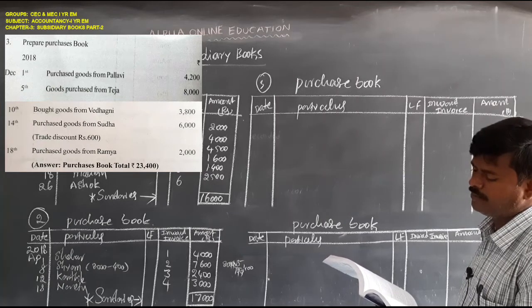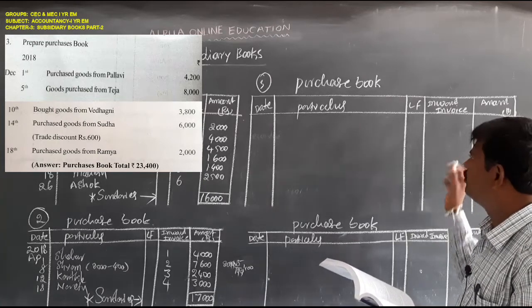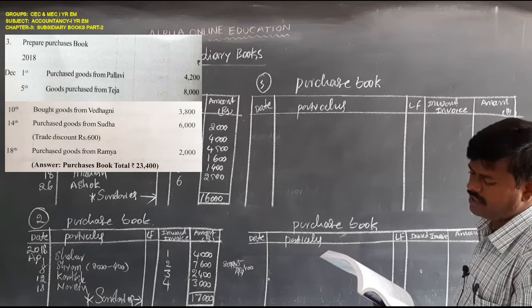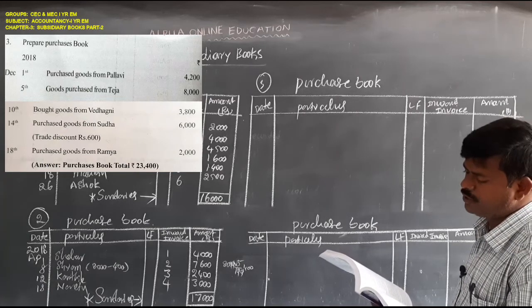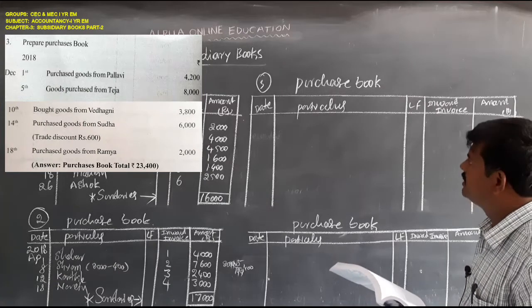So from 6,000 rupees you have to deduct 600 rupees. Net amount will be shown in the amount column. Next, purchase goods from Ramya. It is also credit purchases. It will be taken into the account, 2,000 rupees.